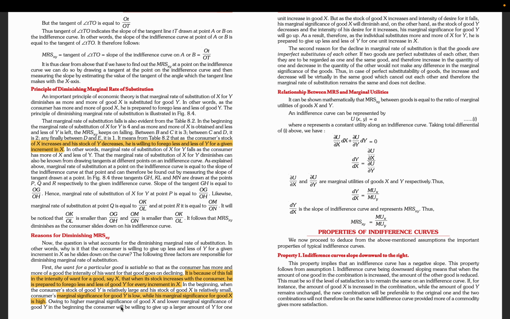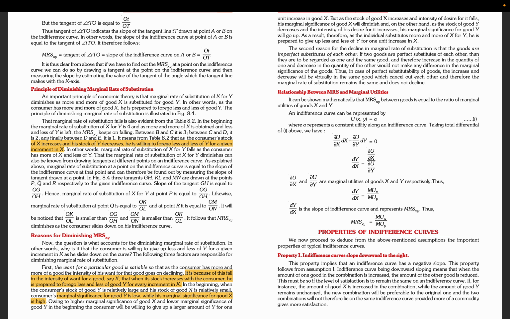Owing to the higher marginal significance of X and lower marginal significance of good Y in the beginning, the consumer will be willing to give up larger amounts of Y for 1 unit of X because his marginal significance of Y was low initially. But as the stock of X keeps on increasing, the intensity of desire for it falls, so his marginal significance is also going to fall. On the other hand, as good Y decreases and the intensity of desire for it increases, his marginal significance of good Y will go up. As a result, the individual substitutes more and more of X for Y. He is prepared to give up less and less of Y for 1 unit increase in X.